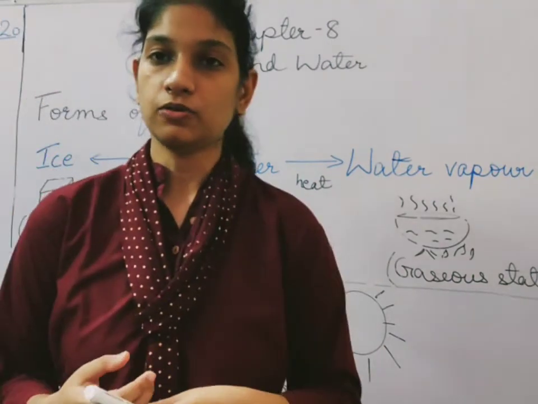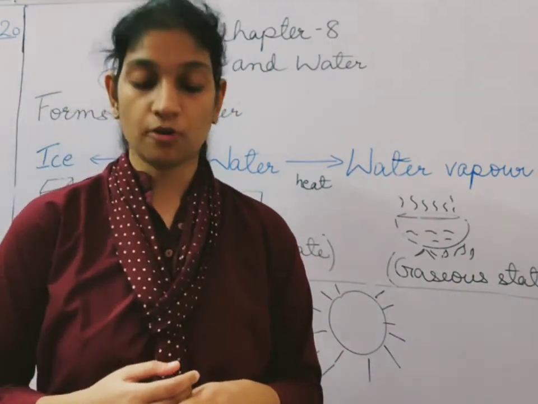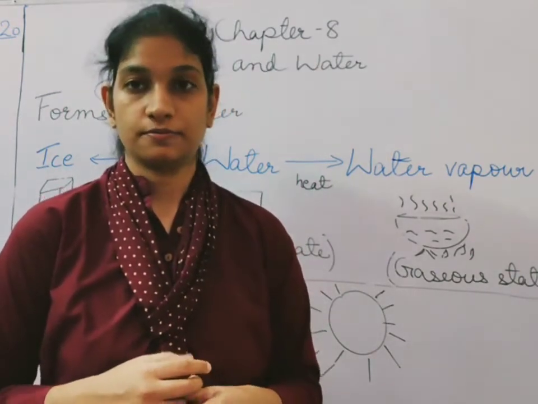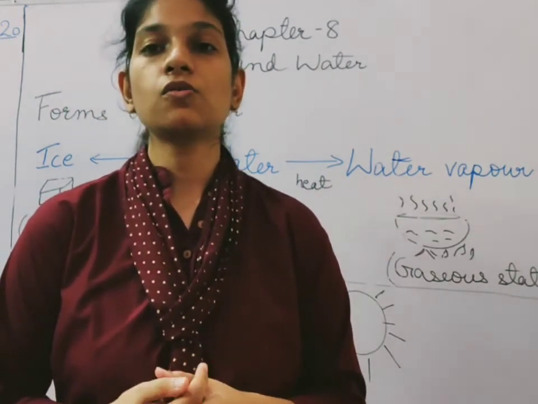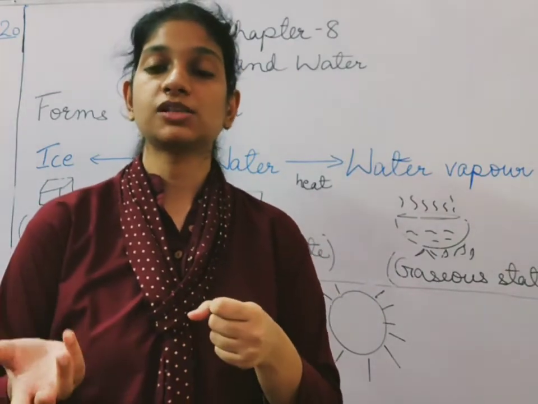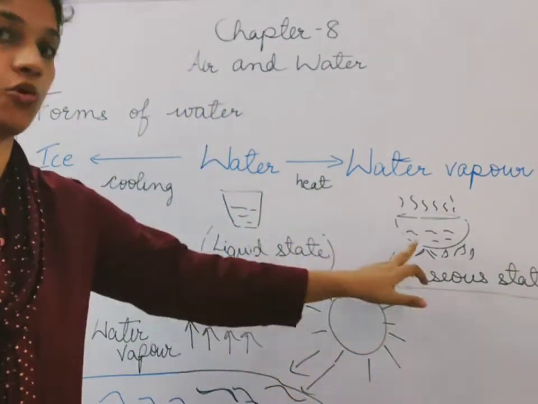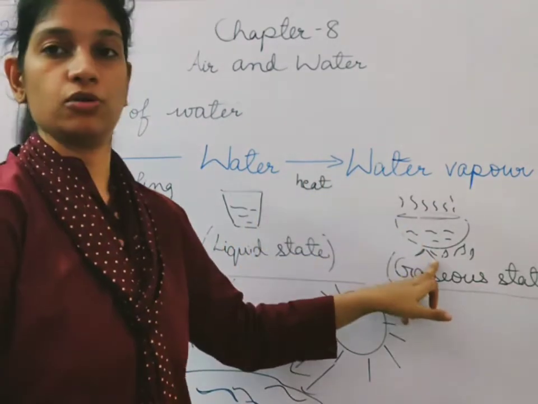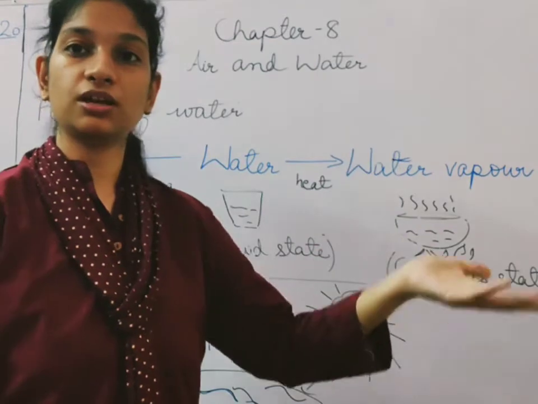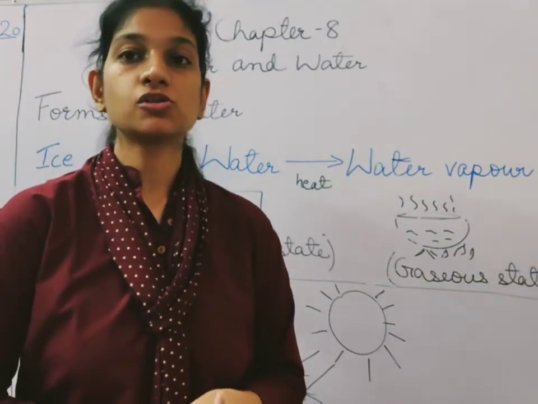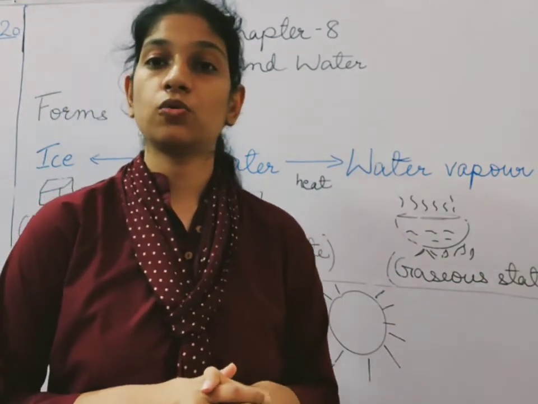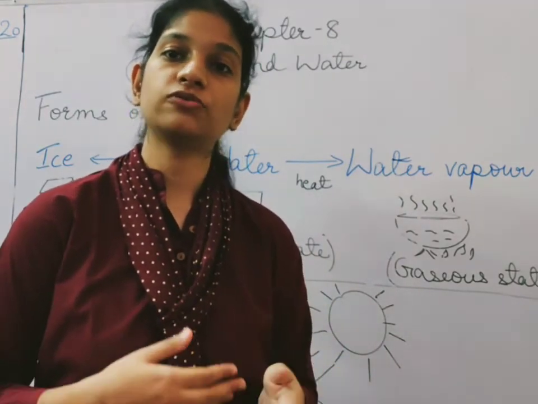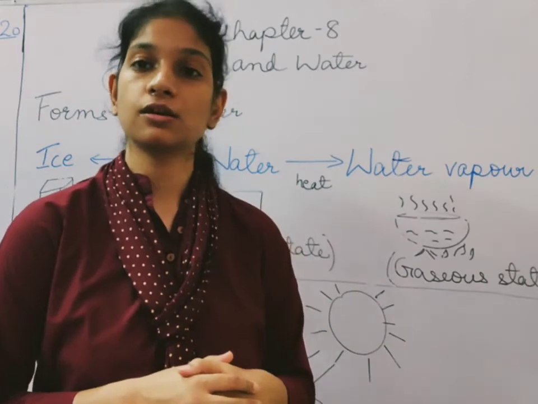Now if I talk about the shape of water, water generally exists in liquid state, right? So what happens when we transfer it from a glass to a bowl? It will take the shape of the bowl. If we transfer it into a jug, it will take the shape of a jug. So water does not have its own shape. It takes the shape of the container in which it is put.